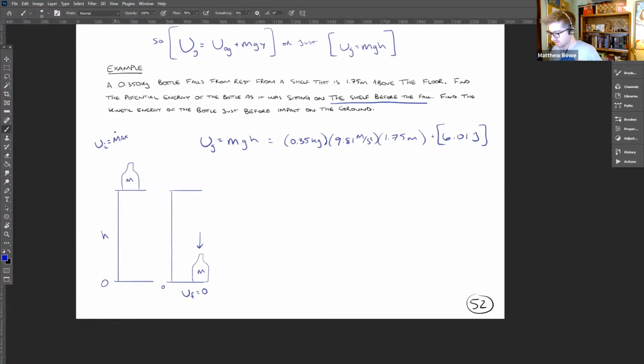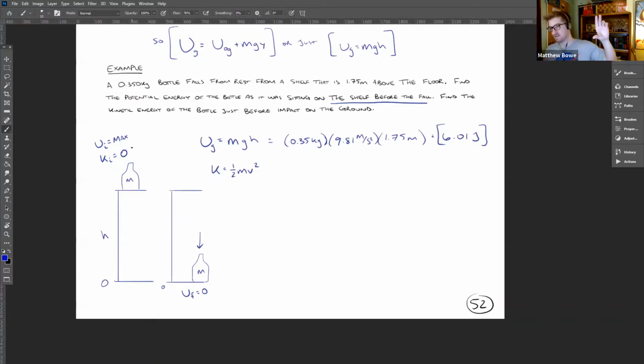Now let's look at kinetic energy in the same exact way. While the bottle is up on the shelf and it's perfectly still, it's not moving. Remember what the equation for kinetic energy was? 1/2 mv squared. So since it's not moving, kinetic energy is 0 while it's up here on top of the shelf.